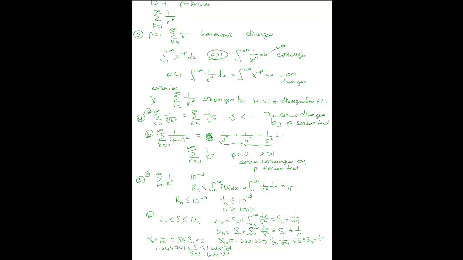And they have figures to illustrate this. They zoomed in on it so you can see what's happening to it. But you get your boundaries and then you take an average to get your approximation. And that's the end of number 5.